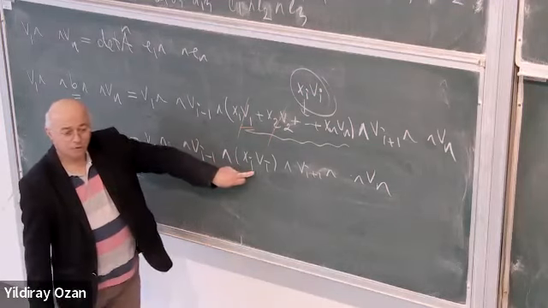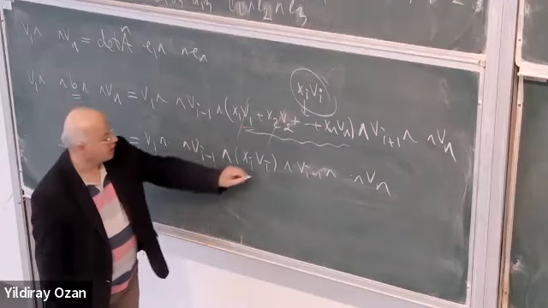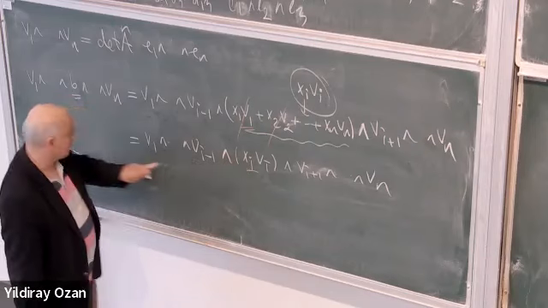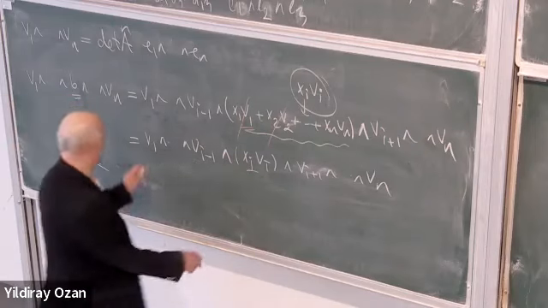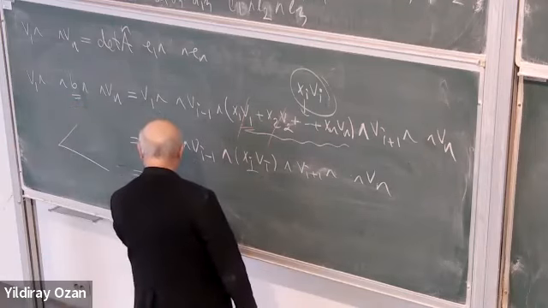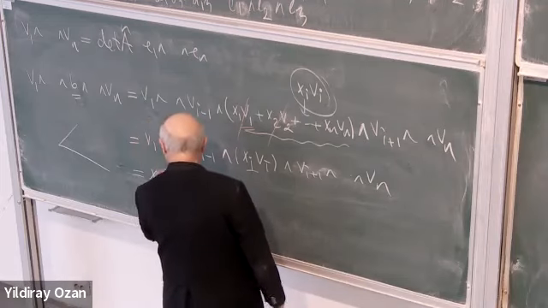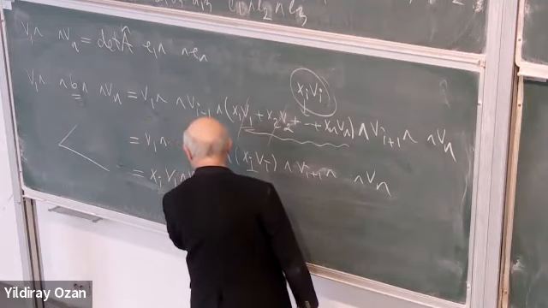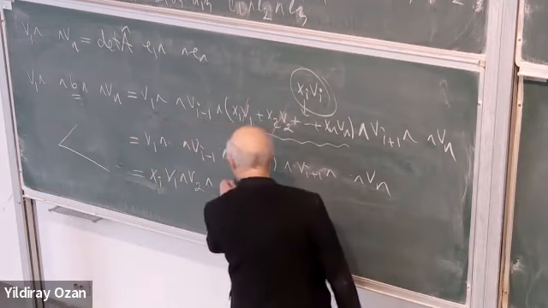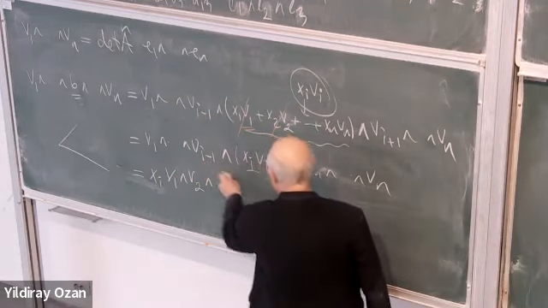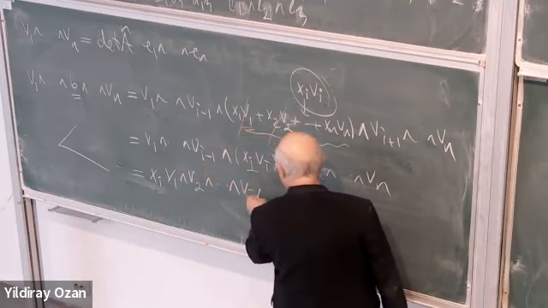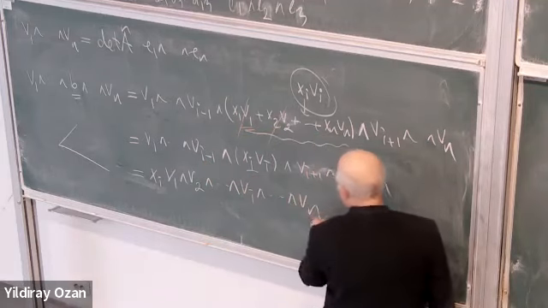And then here I have this coefficient xi. From the properties of the exterior product, I can just take this coefficient in front of this expression. So I have xi times V1 wedge V2 wedge up to Vi minus 1, Vi, up to Vn.